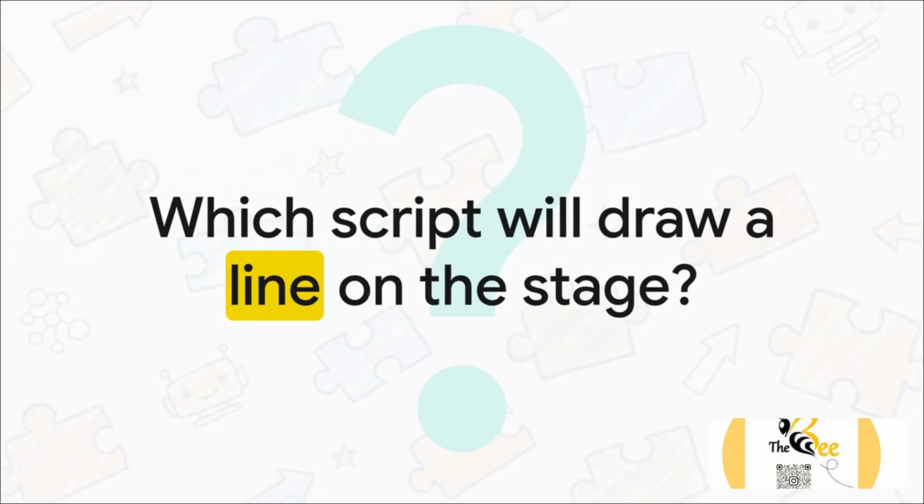And here we go, our very first question pulled straight from the test. You've got 2 different sets of instructions here, 2 scripts, and they both tell the sprite to move. But only one of them is going to leave a line behind. So, which one is it?